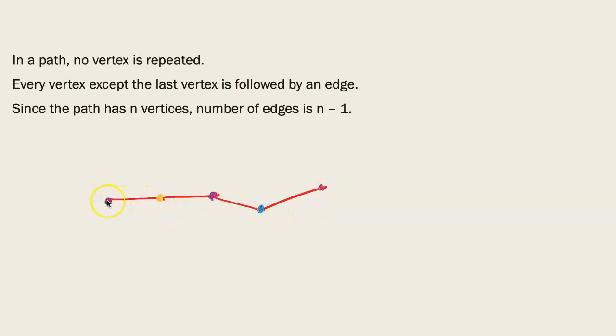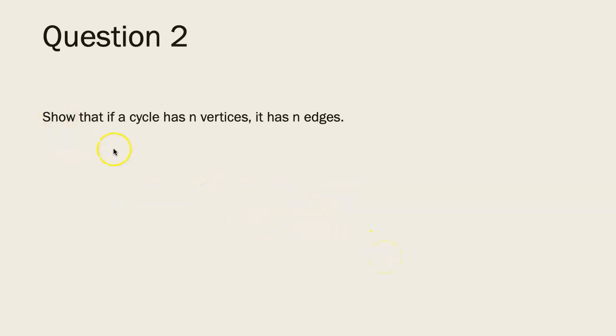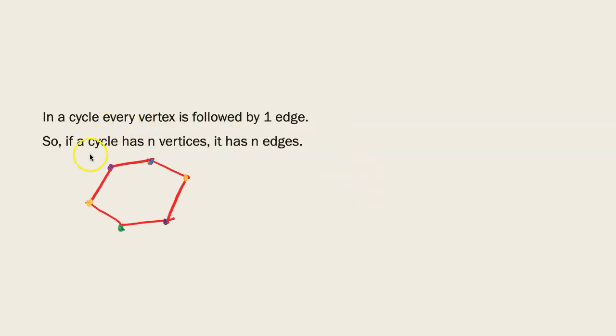You can see that this is followed by an edge, so 1. Second vertex is followed by an edge, so 2. So it goes on like this, so number of edges is n minus 1. Show that if a cycle has n vertices, it has n edges. In a cycle, every vertex is followed by an edge. So if a cycle has n vertices, it has n edges.